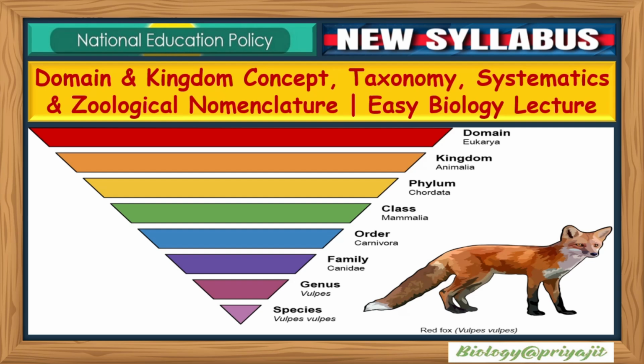In today's class, we will explore the domain and kingdom concept, understand the definition of taxonomy, classification and systematics, learn about the different species concepts and study the important rules of zoological nomenclature, ICZN, including priority, synonymy, homonymy and typification. We will also discuss the Linnaean hierarchy, taxon, phenon and category, and finish with the basics of phenetics and cladistics. So let's begin step by step.